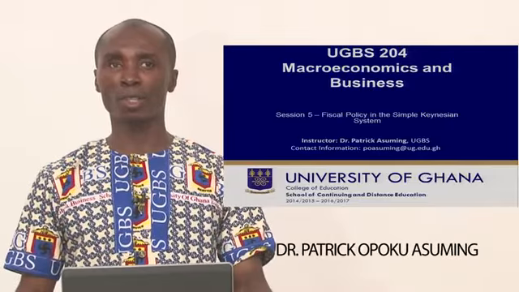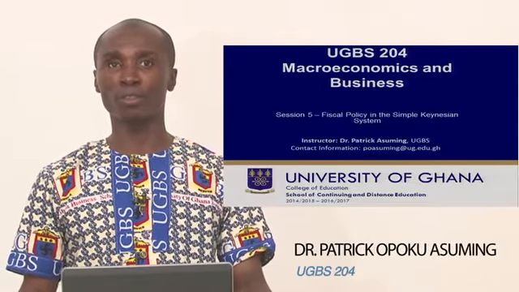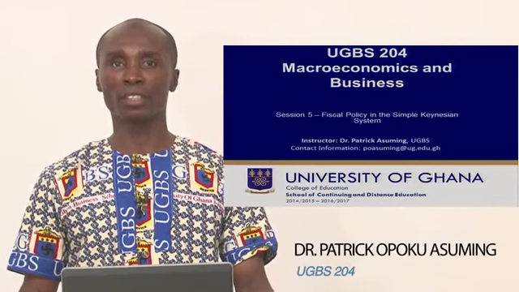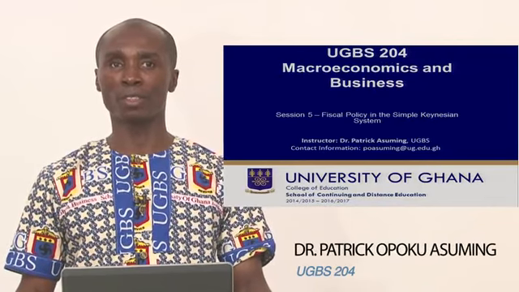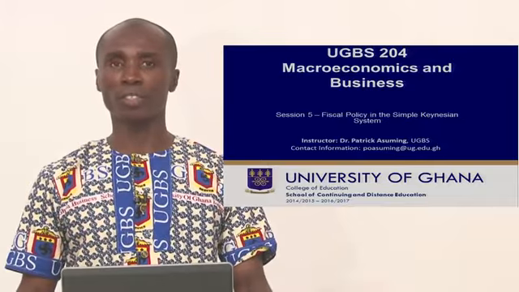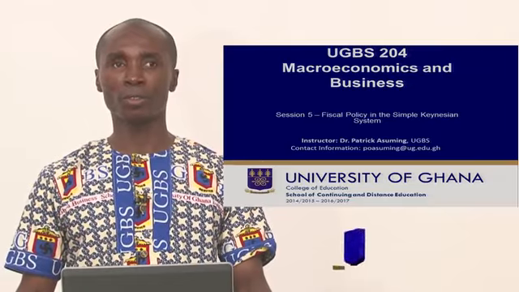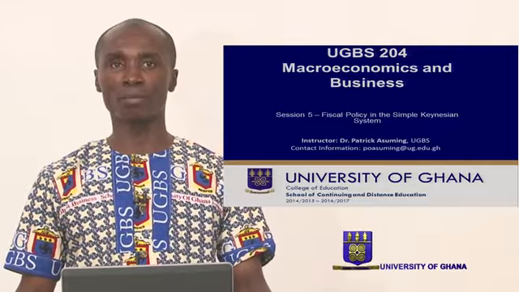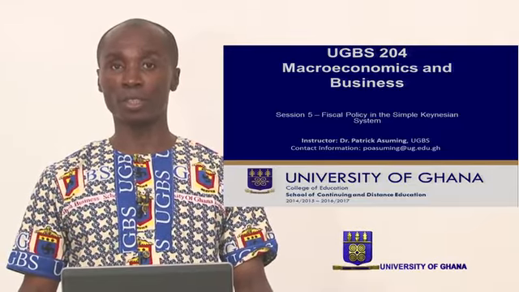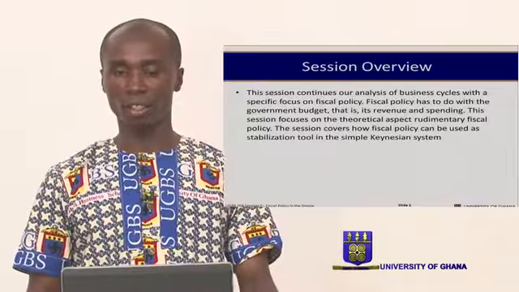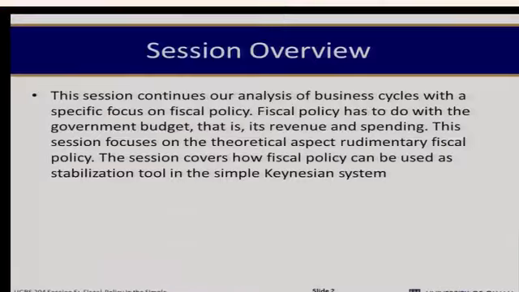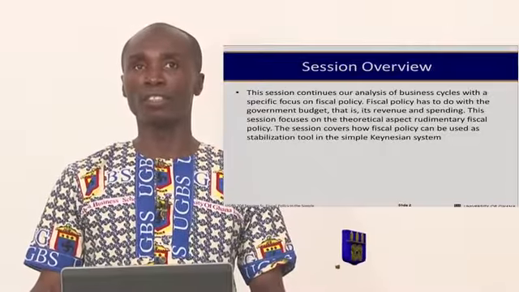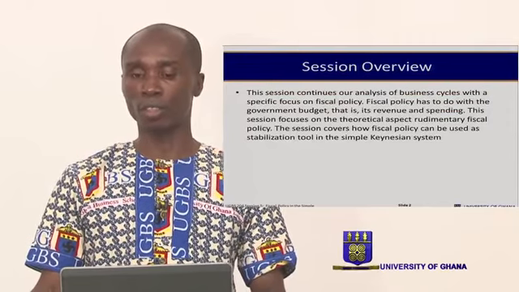In the last session, we spoke about the simple Keynesian system, where we looked at how aggregate demand determines the level of equilibrium output in the short run. Today, we are going to continue with that by looking at the meaning and then the use of fiscal policy in this framework. So essentially, this session will be about how fiscal policy is used to stabilize output around the full employment output. That is how fiscal policy is used to mitigate the effect of recessions.